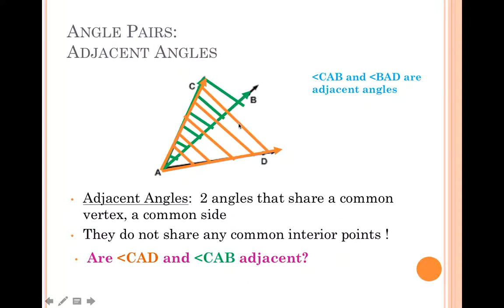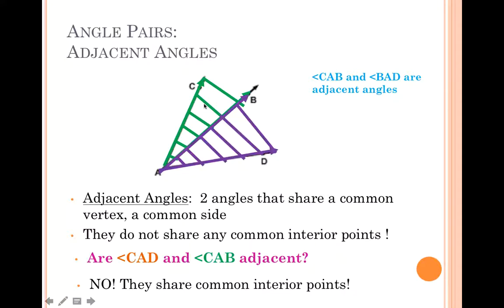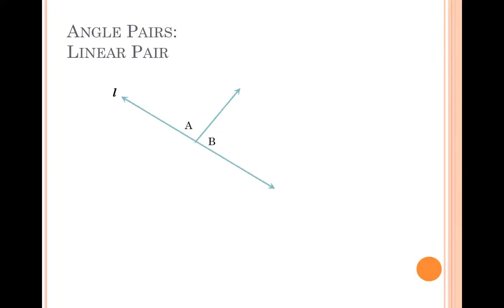Do my green and orange angle overlap at any point? Holy hot dog, they do, right in here. So these are not adjacent angles because they share interior points. Right here is where they have points in common. So you guys have to be careful. Adjacent angles, although they do share a common vertex point, cannot share any common interior points. So be careful.